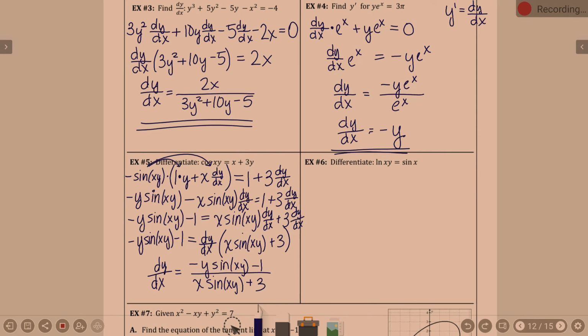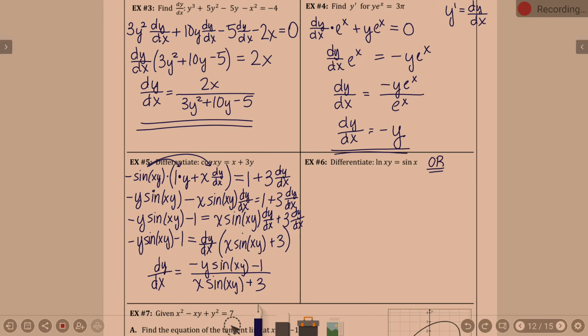Let's look at 6. Differentiate natural log of xy equals sine x. Can we split into natural log x, natural log y? You can. Now what I'm trying to decide here is which option is better. Is that the favorite? I mean, okay, so I'm going to say or here.